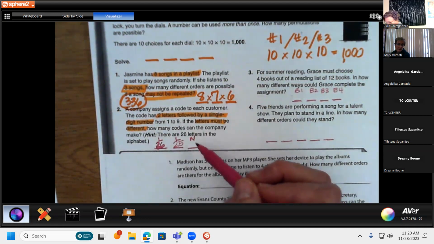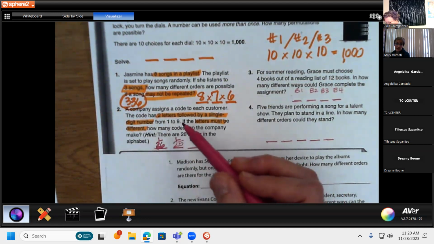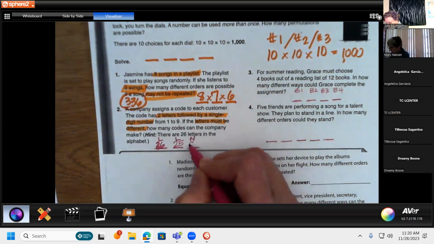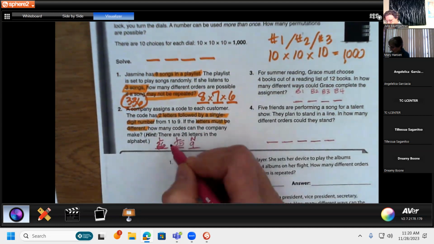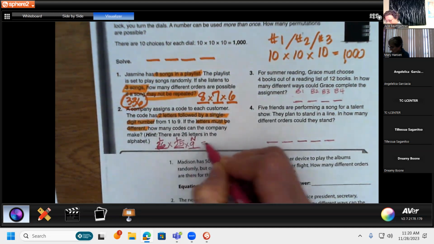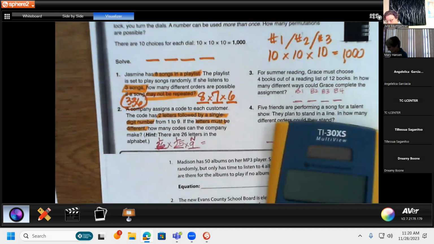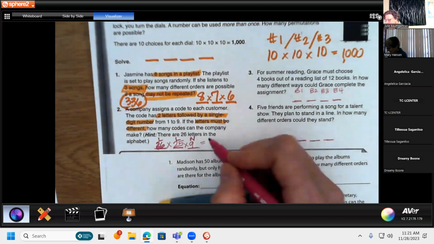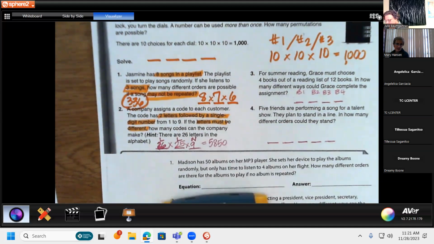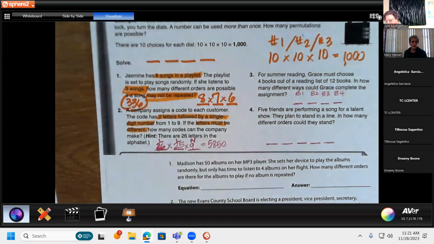And then for the number, we don't have 10 numbers this time because they didn't include 0. So we have 1 through 9. There's only 9 numbers. And then we take those 3 things and we multiply them together. So we take 26 times 25 times 9. And there are 5,850 combinations or different codes that could be assigned to customers.